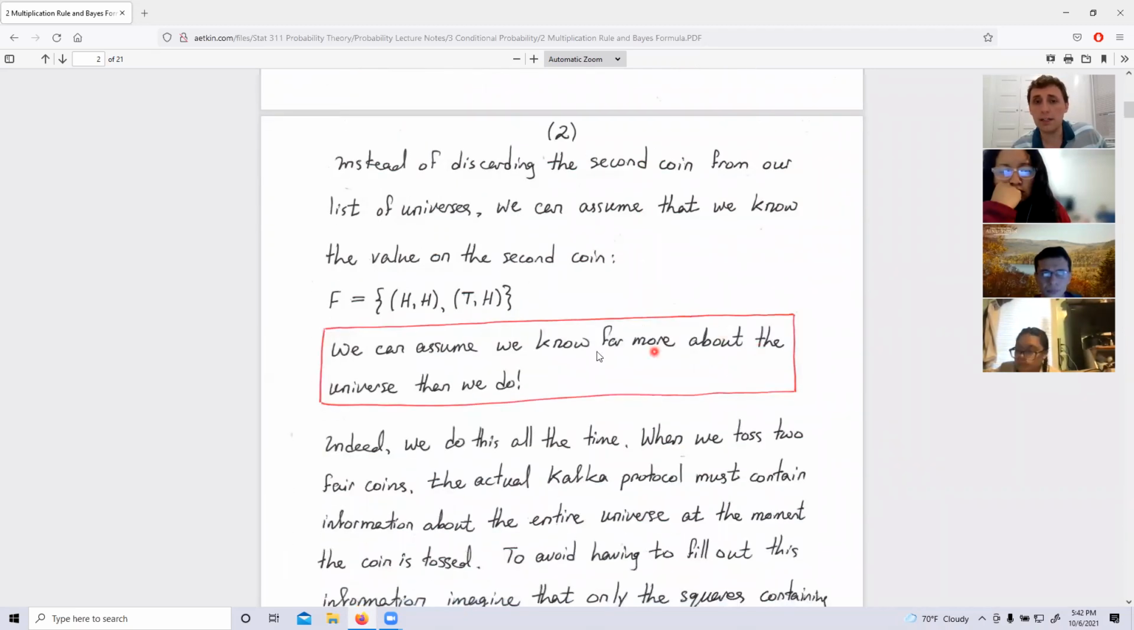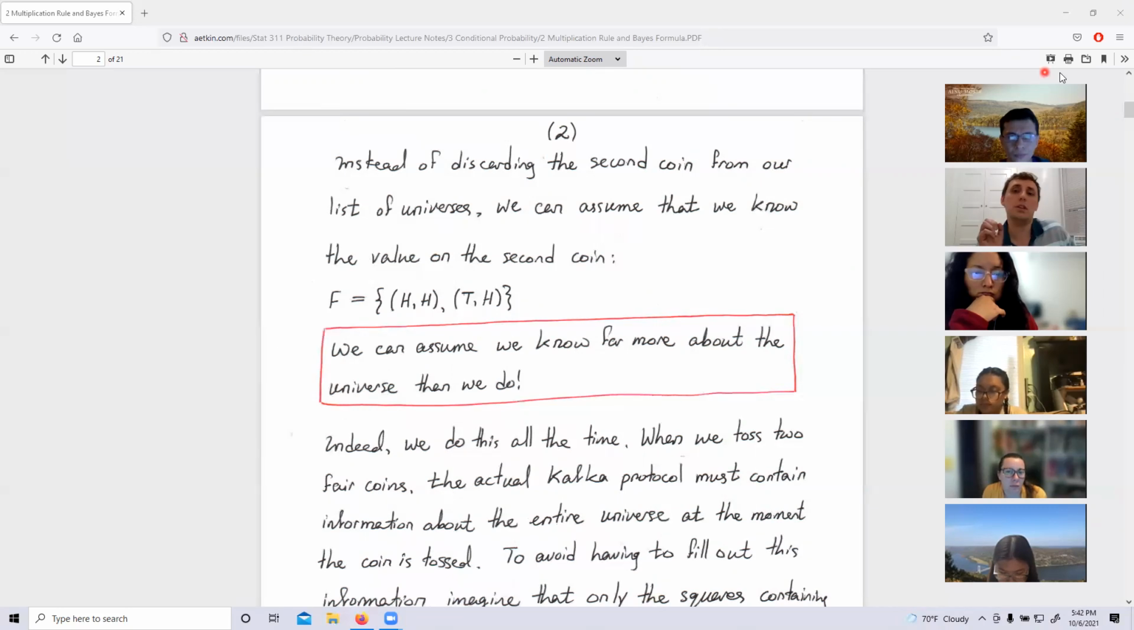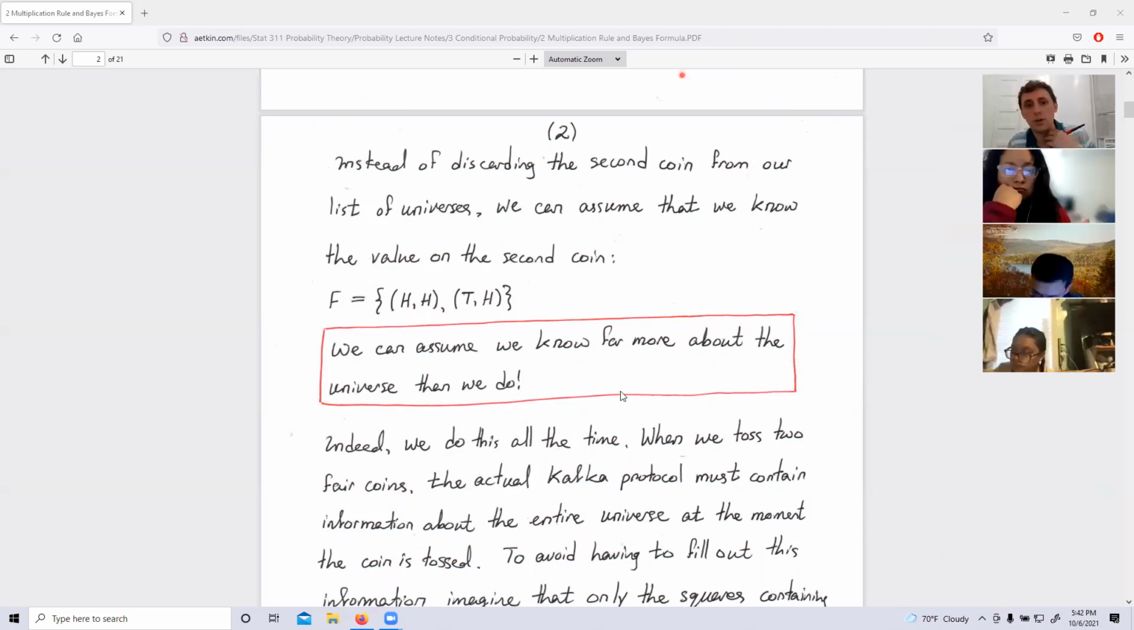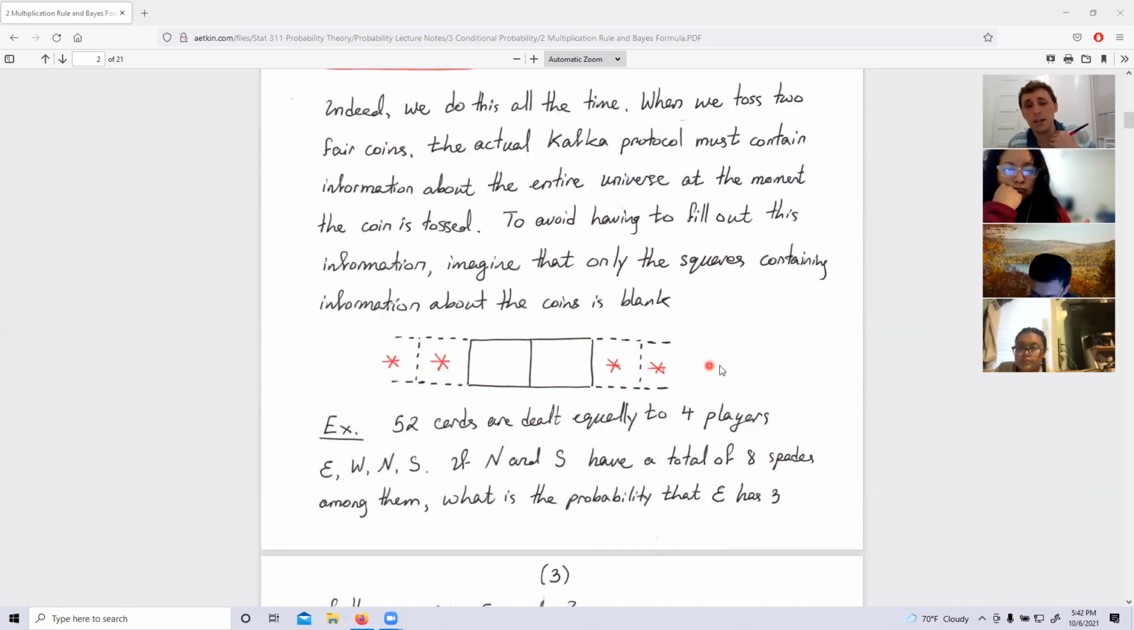So instead of eliminating evidence, it's a good idea to imagine that you know more. Okay. So imagine when you throw fair dice, that you have a giant, almost infinite Kafka protocol listing everything else. Can you imagine that? You just toss 2 coins or 2 dice, right? So you toss here 2 coins. I imagine that here is my Kafka protocol and it's extremely long. And all the entries in the Kafka protocol are filled in except for the outcomes on the coins.